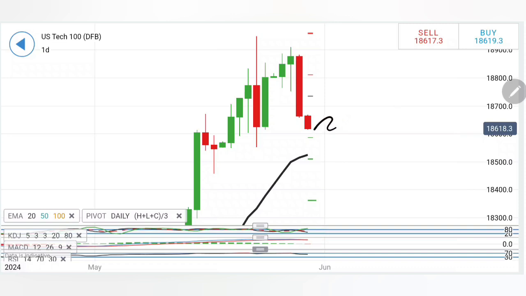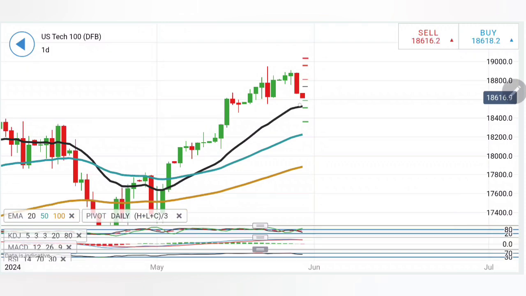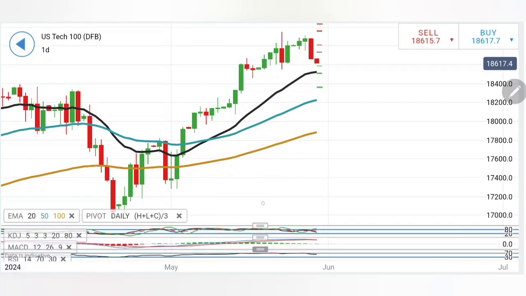Now here it appears clear that Tech 100 is moving towards 18,500. The possibility is very strong. So I will recommend you to sell here at 18,610 levels. Be careful at 18,590, then 18,550, then the 18,510, 500 zone, and then we can look forward to a further fall. See, this fall is coming after a stronger bullish move here, so this could continue for a while.